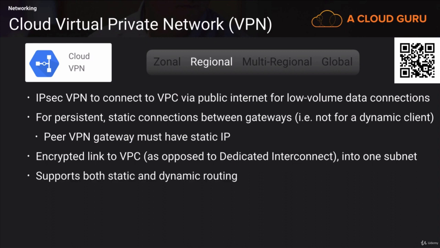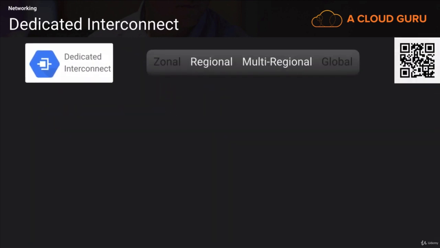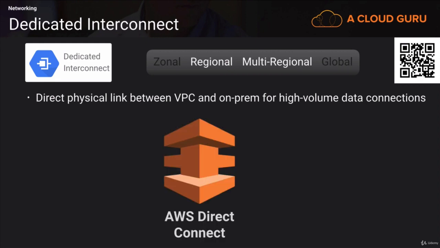Now, when you're setting up the networking for Cloud VPN, you can set it to either have static routing or dynamic routing, and in general, dynamic routing is preferred so that you can make changes without having to recreate the connection. Cloud VPN has a 99.9% availability agreement, and you pay for however long it's connected and whatever the normal traffic charges are. Now, dedicated interconnect is a direct physical link between your VPC and your own data center for high-volume data connections. This is quite similar to AWS's Direct Connect.